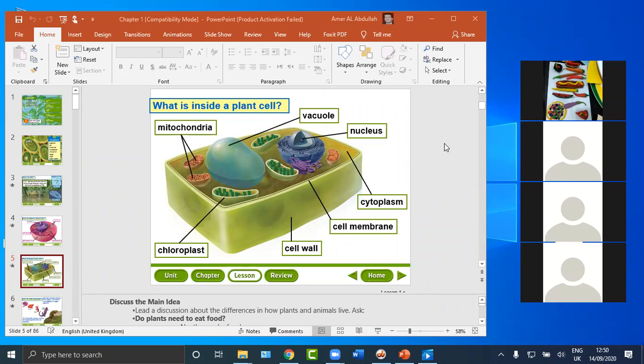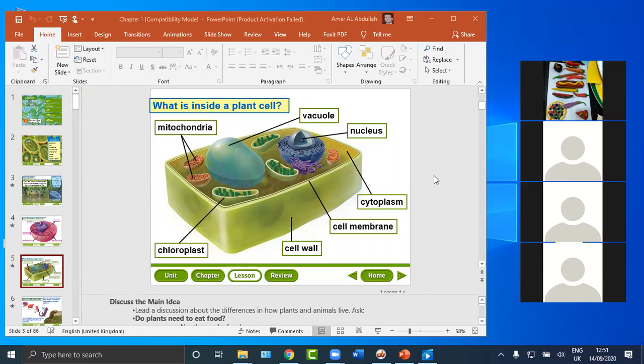Vacuoles. Yes, a vacuole is the storage of the cell. It can store water, food, and waste. Yes, excellent. Really excellent. You did well.